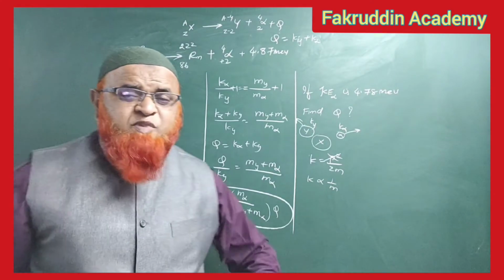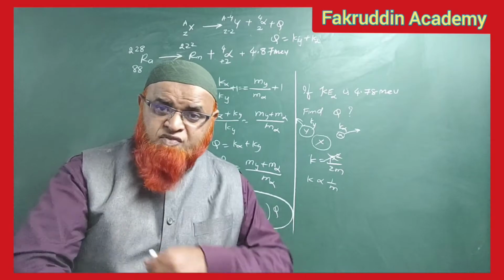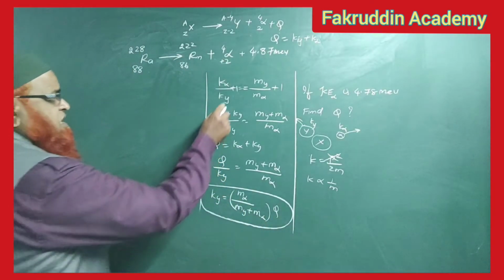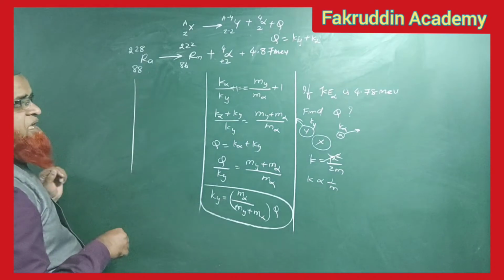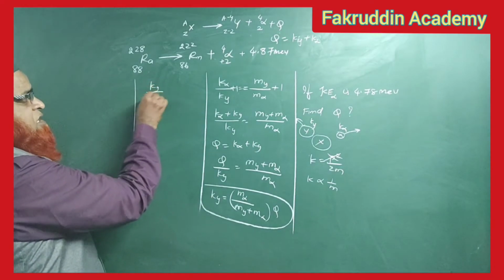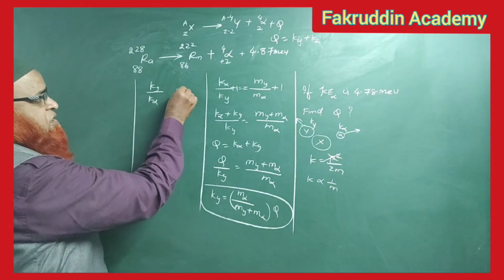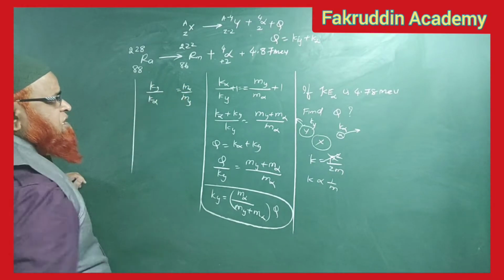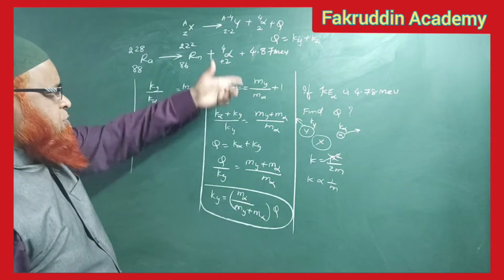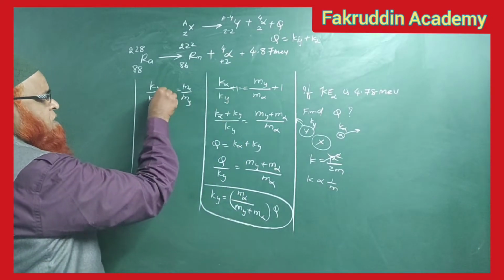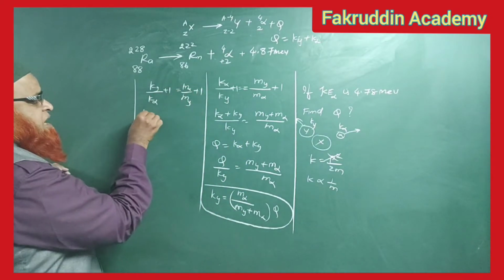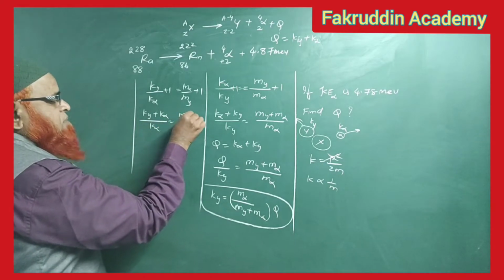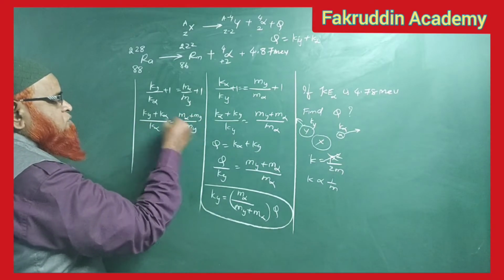The next method is how you can find out the kinetic energy of the alpha particle in this case. It's very simple. Whatever you have taken here, the same method you have to apply here also. Kinetic energy of daughter nuclei by kinetic energy of alpha particle is equal to mass of alpha particle by mass of daughter nuclei. Just make a reciprocal of whatever you have written here now. That's it. So add 1 on both sides, and we get Ky plus K alpha by K alpha is equal to M alpha plus My by My.